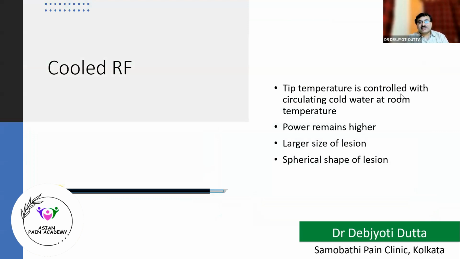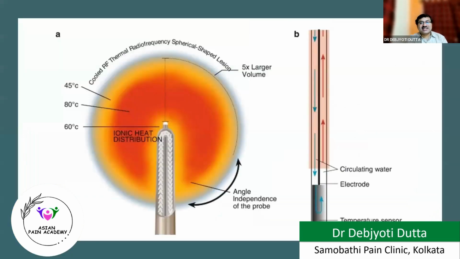So the tip temperature is controlled with circulating cold water at room temperature, so 30 degree water will pass. Then the power of the radio frequency remains high, a large lesion will be produced, and this lesion will be a spherical generation. So this is the actual generation of the heat dissipation diagram around the needle tip.